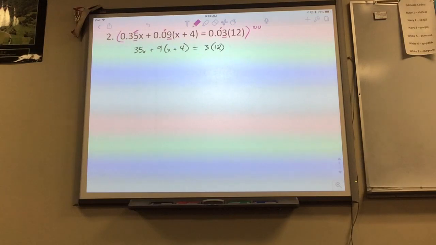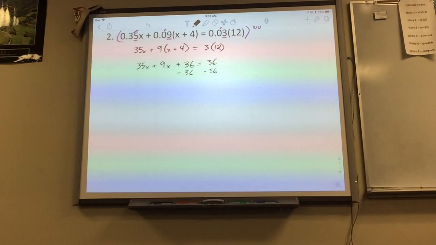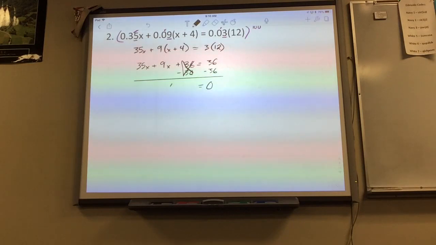Let me solve it. Okay, we got 35x plus 9x plus 36 equals 36. Subtract 36 from both sides and combine your like terms. So I'm combining a couple of those process steps. This cancels, that equals 0. And that's 44x equals 0. Divide by 44, divide by 44, and we get x equals 0.